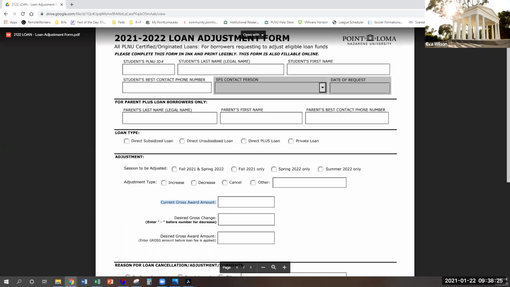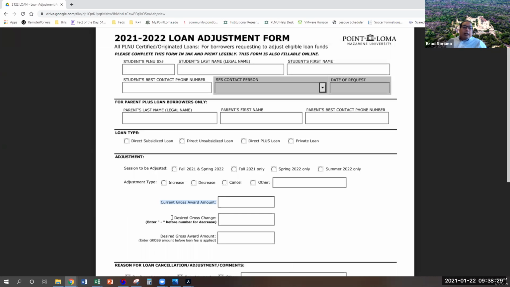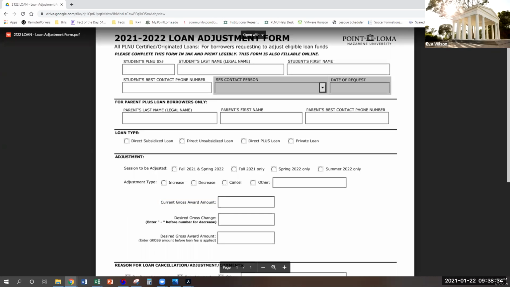If the current gross would be $1,750. No, they want to keep their $1,750 for fall, and they want to cancel their spring. So they put zero in for desired gross change. So that's not even. I feel like what Eva's getting at is a student is the one that has to complete this form. And if it's not making sense to Eva, like a financial aid professional, it might not be making sense to a student.